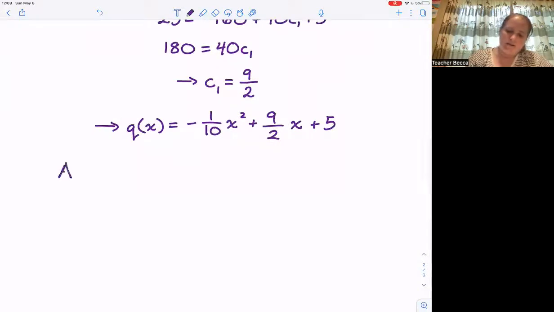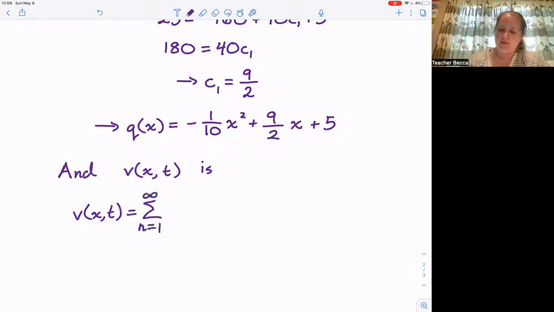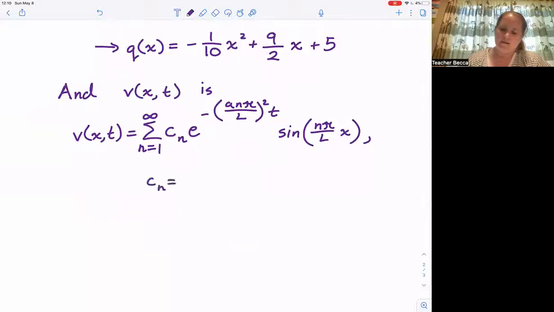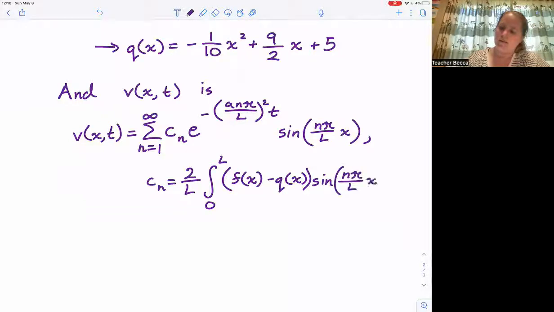And we have that V of x, t is V of x, t equals the sum from n equals 1 to infinity, C sub n times e to the negative a n pi over L, whole thing squared, t times sine of n pi over L x, with C n equaling 2 over L times the definite integral from 0 to L of f of x minus q of x times sine of n pi over L x dx.